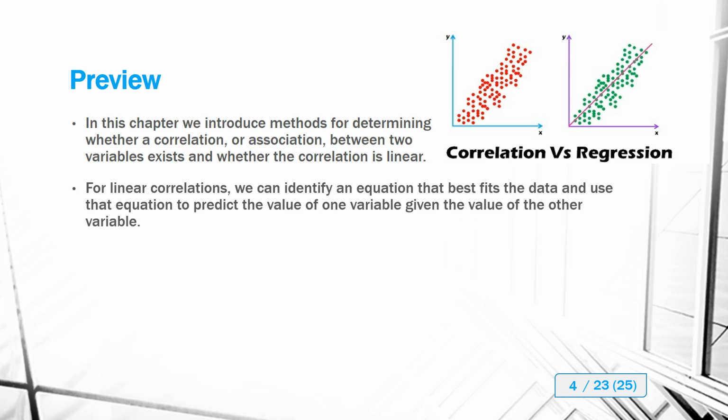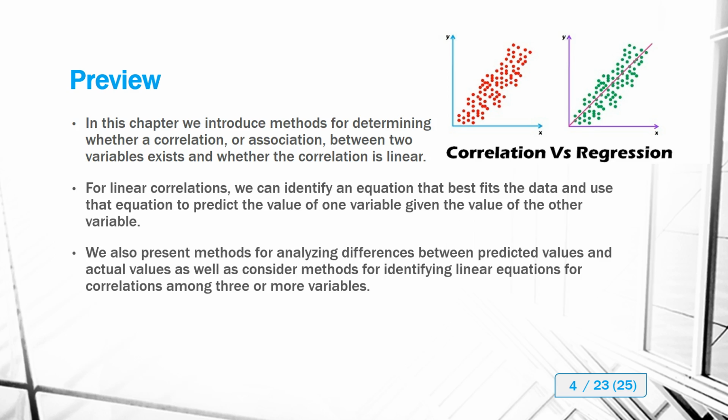So we're going to start out by looking at linear correlations and linear regression because in the world of mathematical equations, linear equations are the simplest. So we're going to start with simple linear correlations. Now, when we're dealing with linear correlations, we can identify an equation that best fits the data and then use that equation to make predictions on the value of one of the variables given the value of the other one. And this is where statistics becomes really, really powerful.